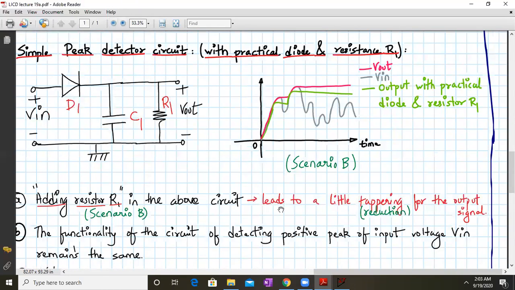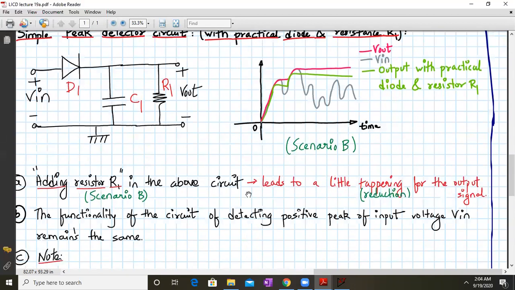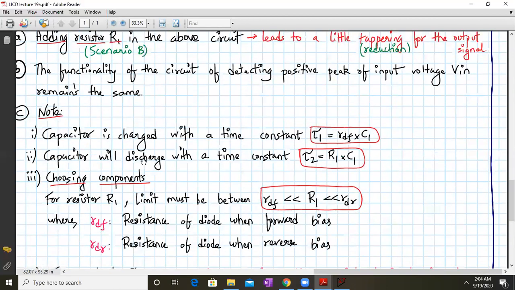Adding a resistor R1 will lead to a little tapering of the output signal. The functionality remains the same: it will detect the positive peak of the input. Note here that the capacitor is charged with the time constant tau 1 equal to RDF into C1, where RDF is the resistance of the diode under forward bias.